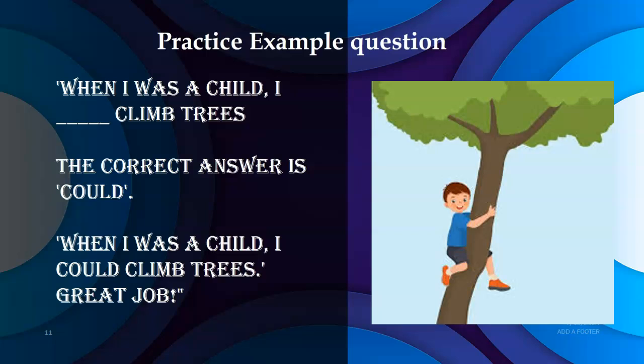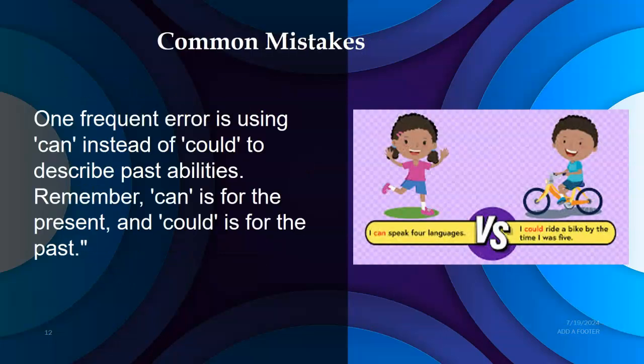So the correct answer is: when I was a child, I could climb trees. Great job if you said could. Do you know why? Because I'm talking about something in the past. Okay, so now we will see the common mistakes. One frequent error is using can instead of could to describe past abilities. You have to remember that can is for the present and could is for the past.